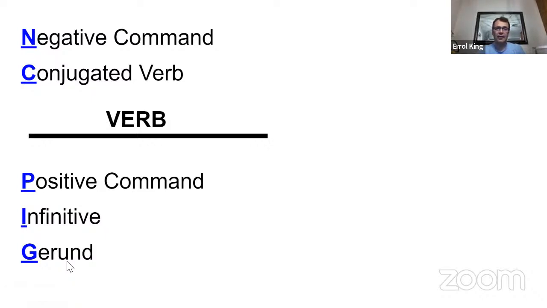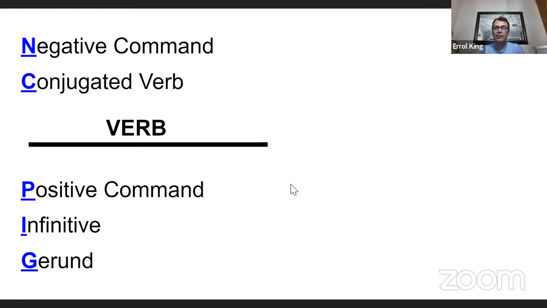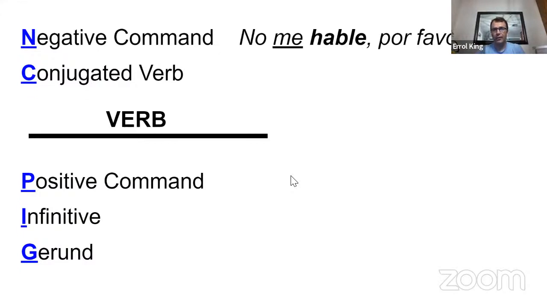So let's take a look. We'll see a few examples here. With the negative command, we could say, no me hable, por favor. So, don't speak to me, please. Now note, here's our command form. It's negative, and the me goes before the verb, the negative command verb. So before it. Remember, NC goes before the verb.